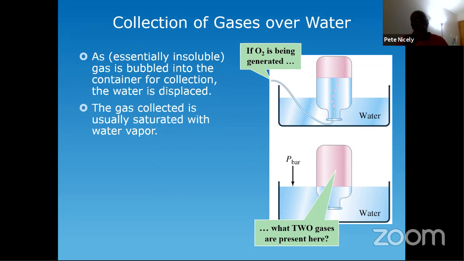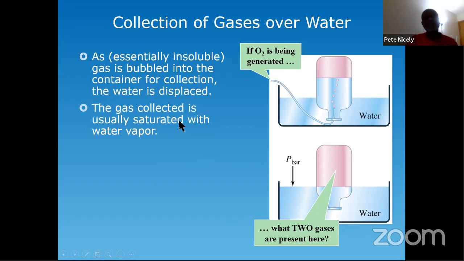So what you're seeing on the screen here is basically the setup for such a collection. You have your jar, right? And initially it would be full when you invert it into the water. So you have your trough with the water right here. And then you have your hose leading from wherever the gas is being generated, leading into the jar. And as you can see here, as the gas is escaping from the hose right here, it collects above the water surface right here and basically forces the water level down, all right?